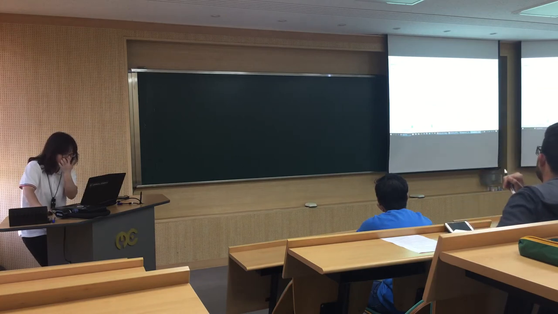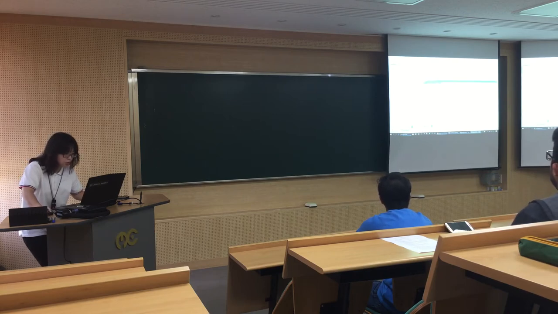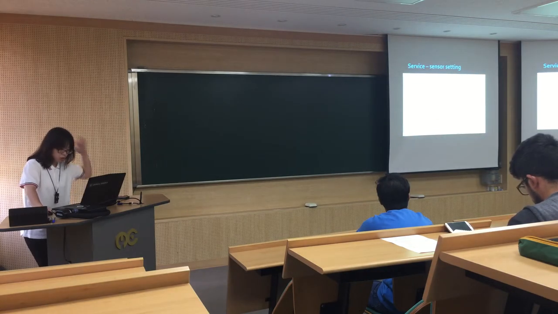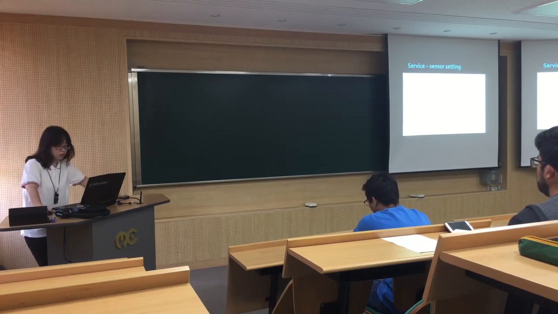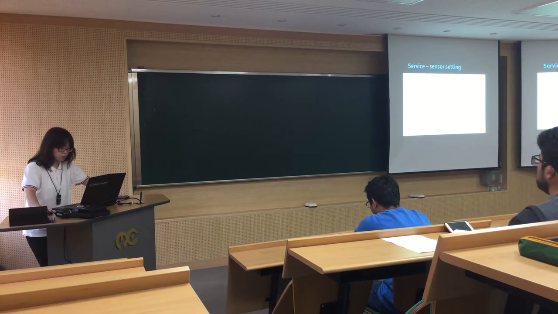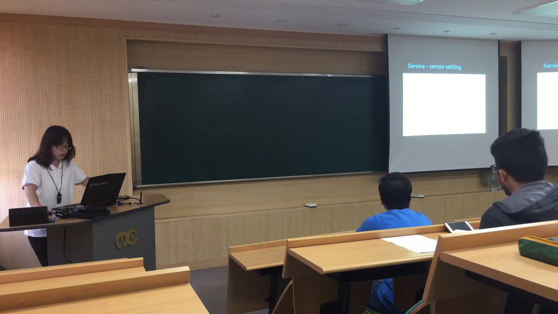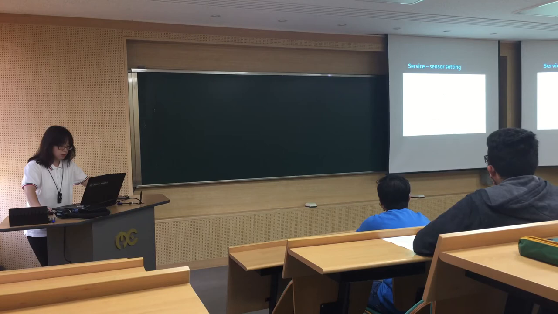In the service code, you can see the onCreate function like this. You can see the sensor settings, and in the onDestroy function you can see some file things like this. About the sensor setting, you should set the sensor event listener like a button click listener. So in the onCreate function, you should define what sensor you want to use. Mine is the accelerometer, and if there is that sensor, you should register the listener for the sensor.